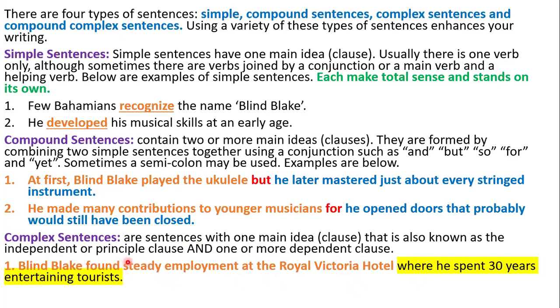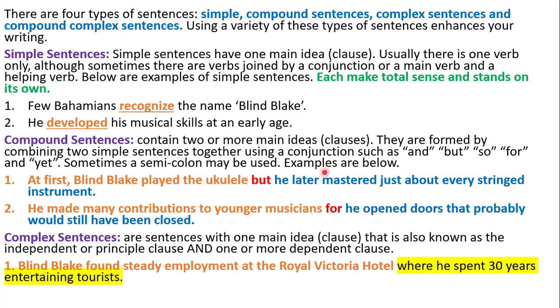Blind Blake found steady employment at the Royal Victoria Hotel, where he spent 30 years entertaining tourists. Do you all understand what I'm explaining? Yes, sir. Okay. Anyone else need me to explain it again? Let me know if you understand before I move on to compound complex. Could you explain it again, please?